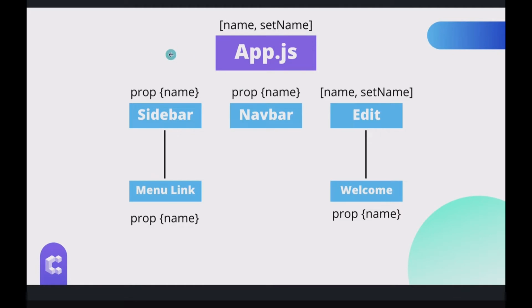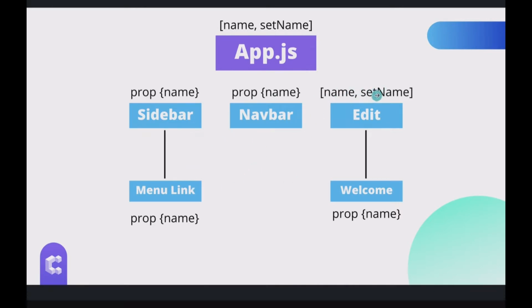This is what we call lifting up the state. We're lifting up the state of our application. So far, it's a simple state. We just have a name and a method to update this name. And then we're doing prop drilling. We're passing the props to all the first-level components of app.js, and then we're passing the same props to the other subcomponents.